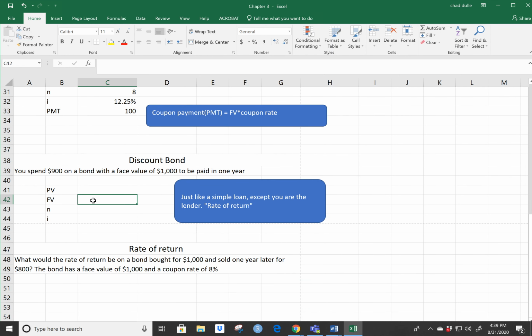Now a discount bond. This is actually more simple than a coupon bond. You can think of it as just like a simple loan, except again, you're on the other side of the transaction. So it's really just a simple growth rate or rate of return. The example they give in the book is you spend $900 on a bond with a face value of $1,000 to be paid in 1 year, and you calculate it.